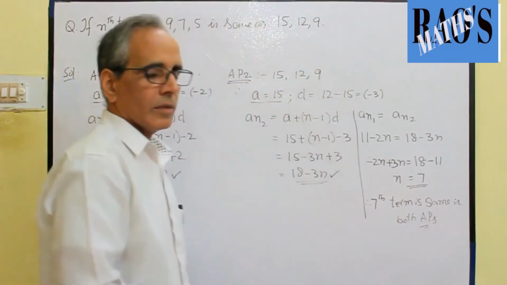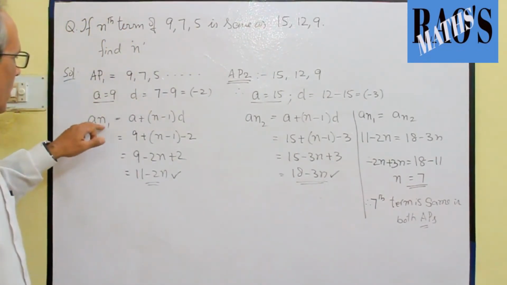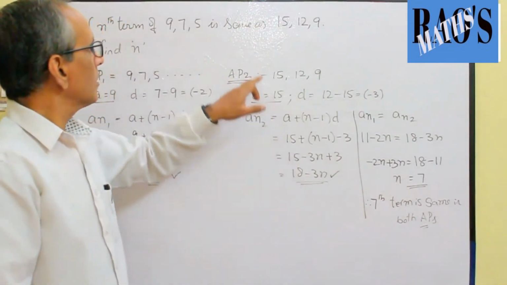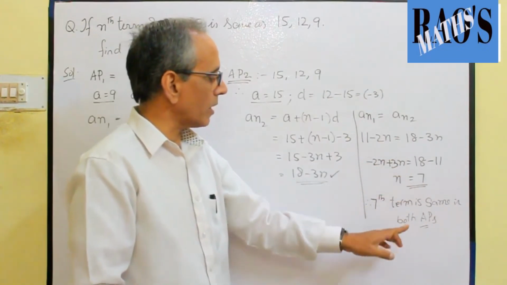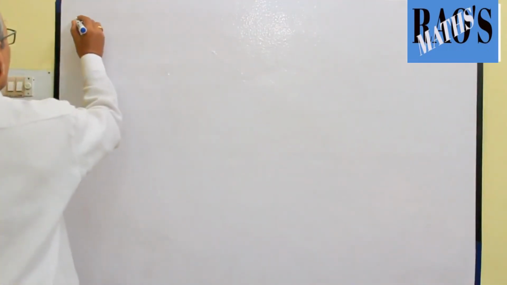Okay. See, we found it very simple. First we found the nth term of AP1 and the nth term of AP2. Since they are the same, we equated those two and found the n value. So there is one more important question. Let's see now.